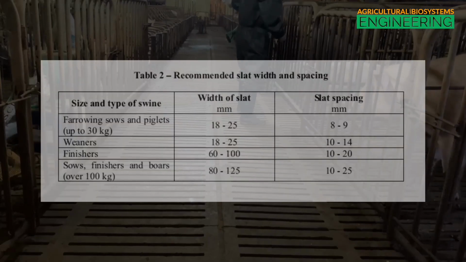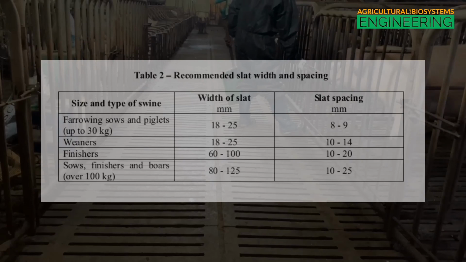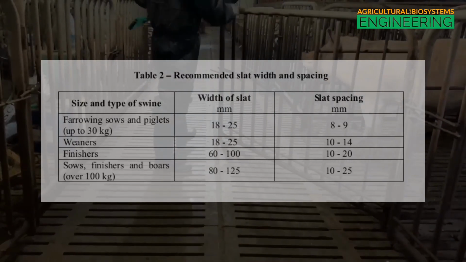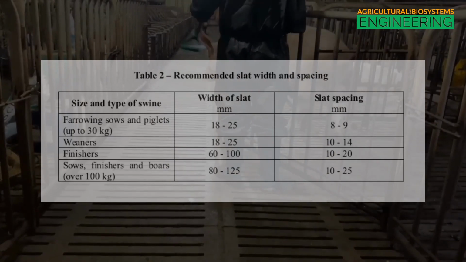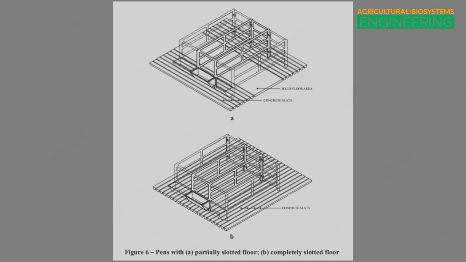Slotted floors shall be constructed to allow manure and urine to pass through. The recommended slat width and spacing between slats is given in Table 2. In partially slotted floors, the slats shall be placed perpendicular to the long dimension of pens. For totally slotted floors, slats should be placed parallel to the sow.